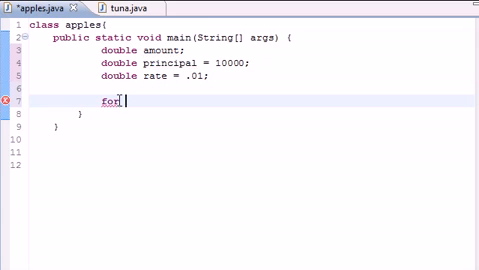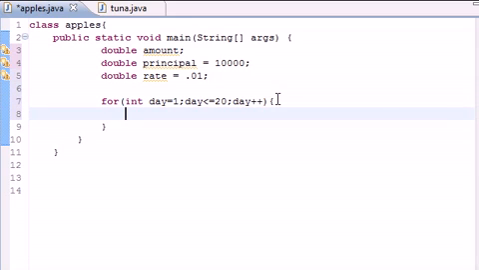All this for loop is going to do is say how long do you want to run it for. Well, let's go ahead, int day, we want to start with the first day, and we want to go to day 20. We can go to whatever we want, just put less than or equal to 20, and put day plus plus. All this says is start on day 1, give me all the information from day 1 to day 20. That's all this does.